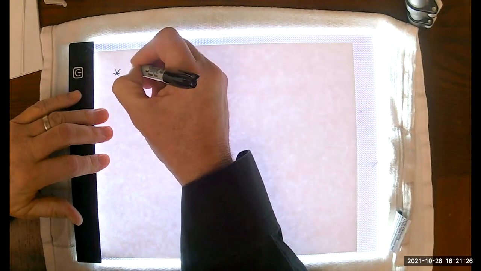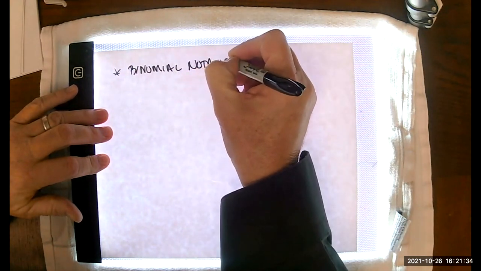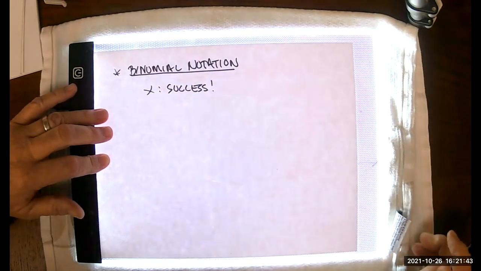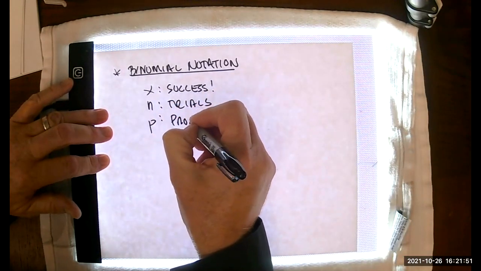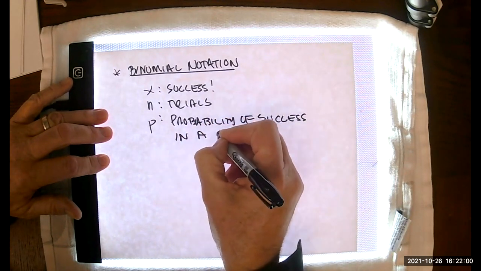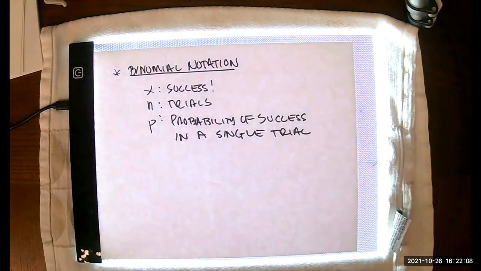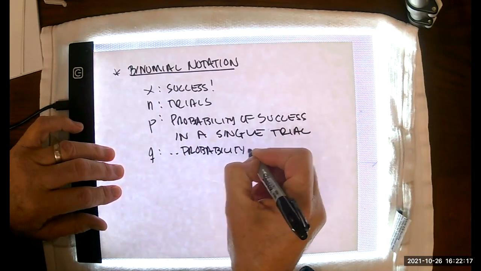Now, a little bit about the notation, because that is important when it comes to getting our tools to work appropriately. For our binomial distribution, our notation: X, the number of successes; N, number of trials; little p, probability of success in a, and this is important, single trial. And then finally, we had Q, same thing, but we have the probability of failure in a single trial.